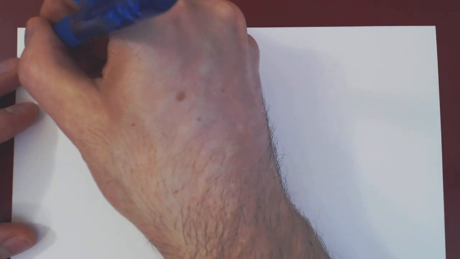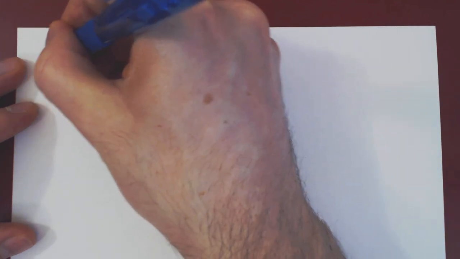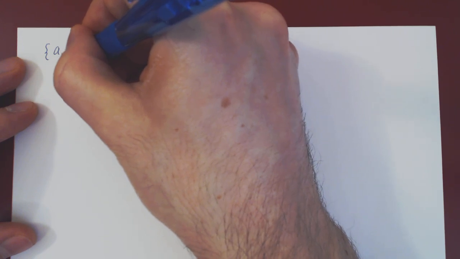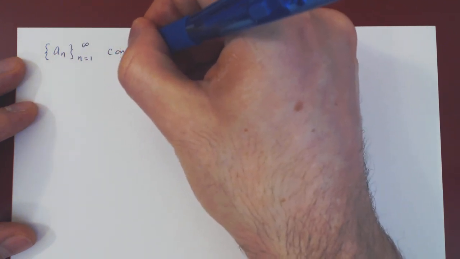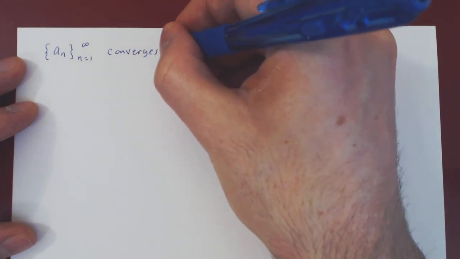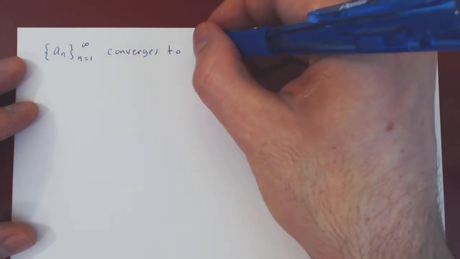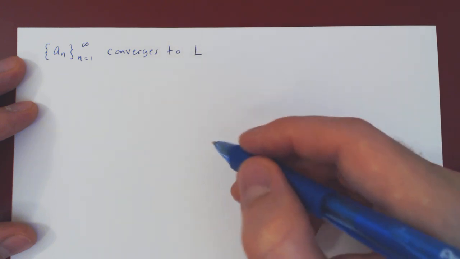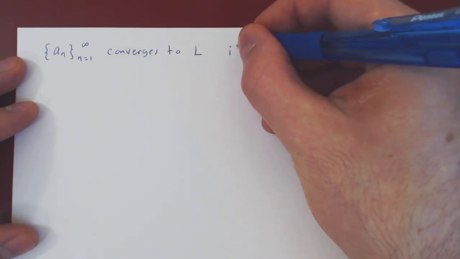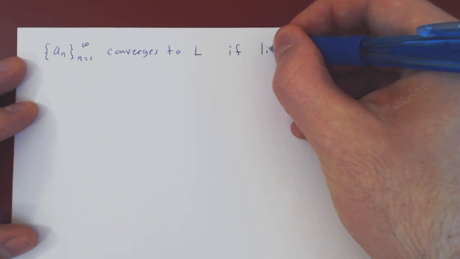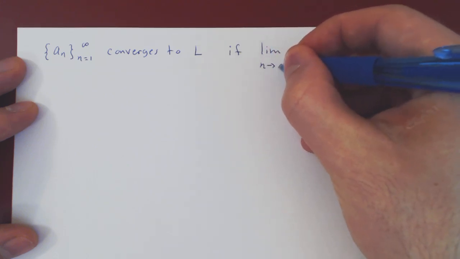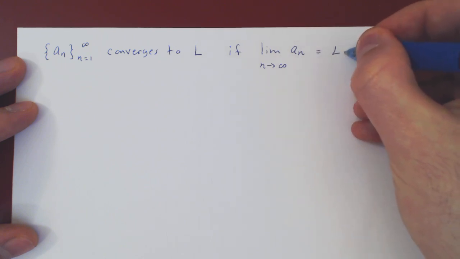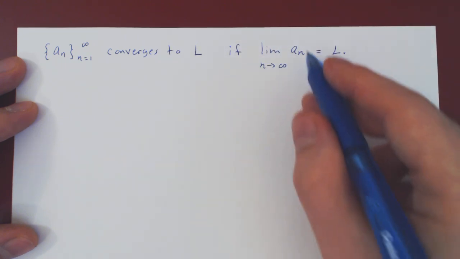So we simply write that the sequence a_n, n beginning from 1 to infinity, converges to L, where L is some real number, if, quite simply, the limit of the terms of our sequence as n goes to infinity is equal to L. So a very natural definition.